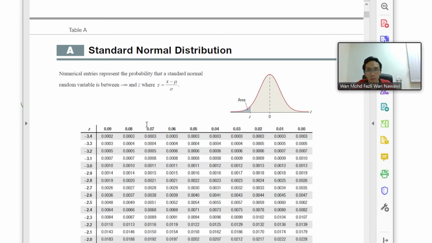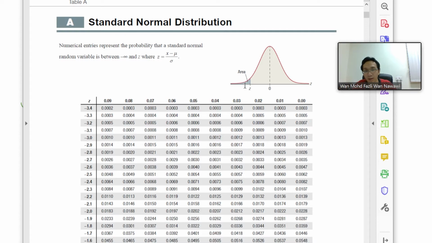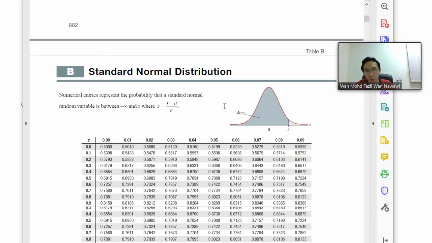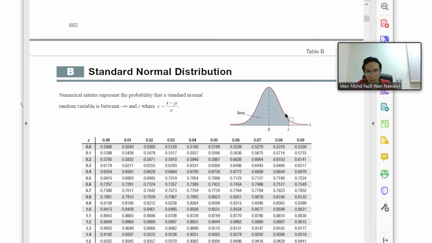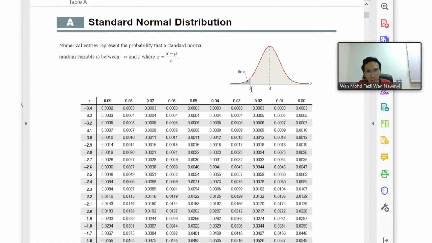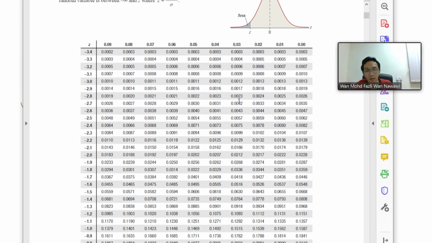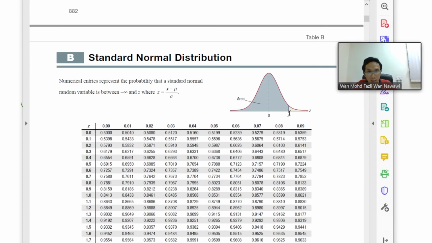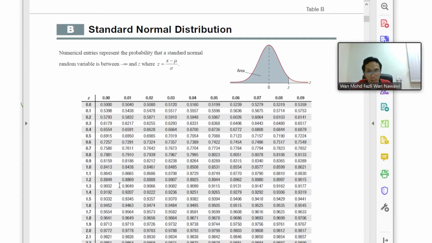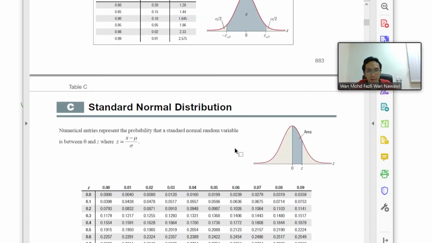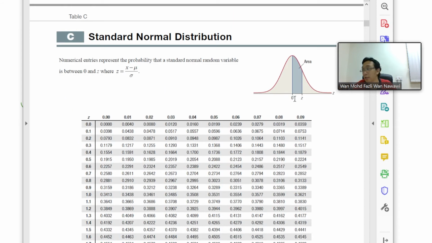So here you have 3a. You look at this one, you see the area there. Basically, this is the probability area. The area here from 0 going negative, so everything here is negative, and then here you see positive, so everything here is positive. And here is the area from 0 to z.